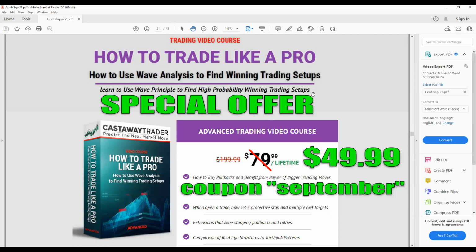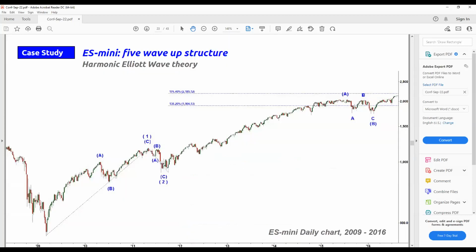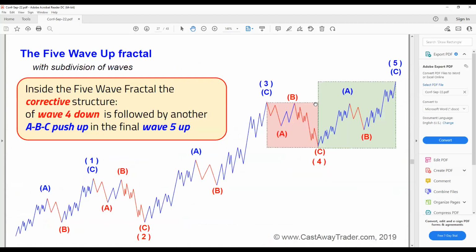You asked me about red colors and blue colors. So this is my personal preference. I normally label impulsive waves up in blue color and corrective waves in red color. In my opinion, it helps people to better understand where we are. And I think it's a great usual way to show impulsive waves versus corrective waves.